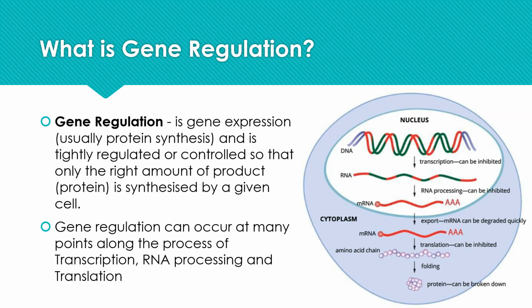Generally speaking, the main form of gene regulation and the main place genes are regulated is back at the transcription stage. That's the point that we're mainly focused on. It's just worth being aware that genes can really be regulated at any point in this process. But transcription is the most common and the one that we will be looking at.